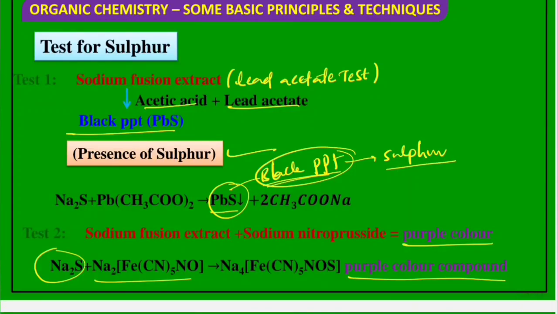Again, the second test is the sodium nitroprusside test. The sodium fusion extract is treated with sodium nitroprusside. The appearance of a purple or violet color indicates the presence of sulfur. So this is the detection of the sulfur element present in the organic compound.